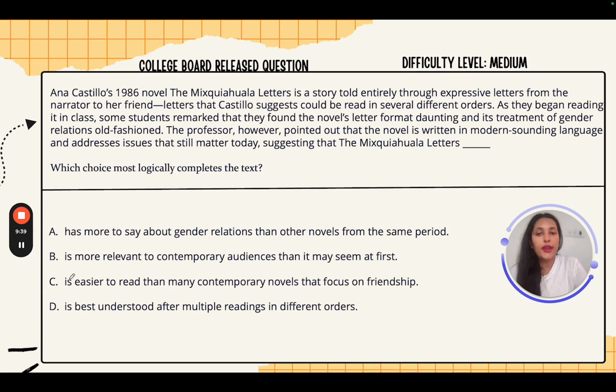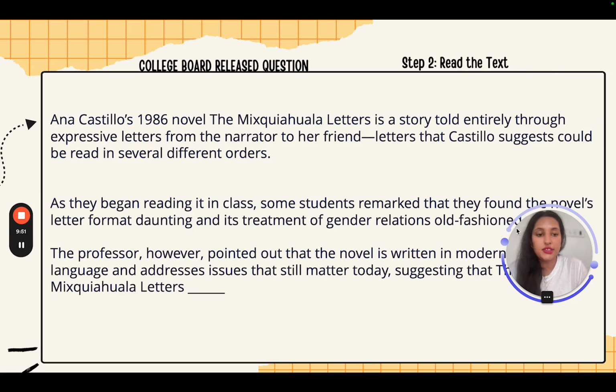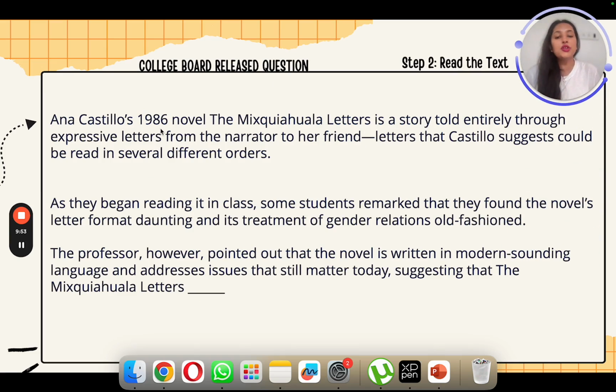Now let's go ahead and move to the medium level question. Alright, the first step is again the same: read the question stem. "Logically completes" tells me that this is an inference question, correct? The second step is to read the text. Again, the lines are being divided so that it's easier for you to read and understand.